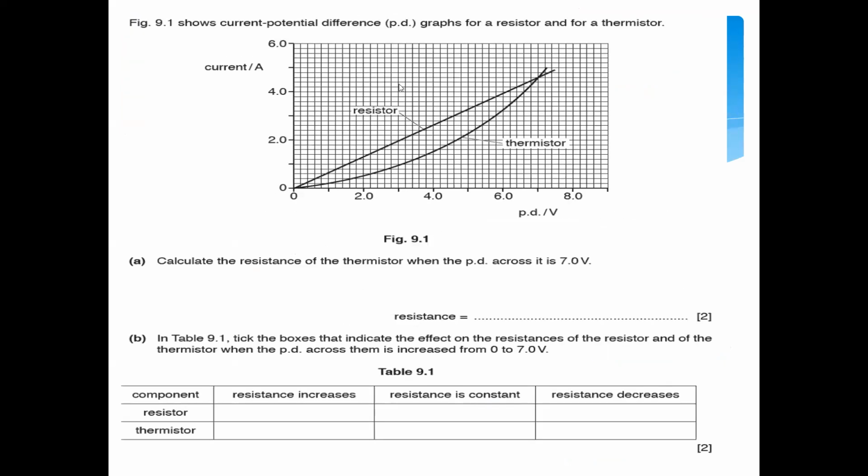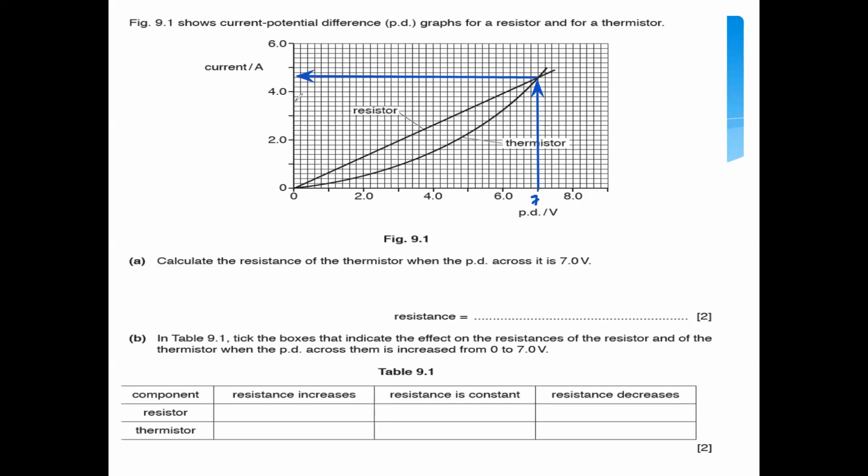Then another question. As you can see, similar types of questions are there. Calculate the resistance of a thermistor when the voltage is 7. So what we will do, when the potential is 7, we will draw a line. For the thermistor, we'll draw a line. Thermistor and resistor have the same resistance at 7 volts. And then we will find how much the current is.